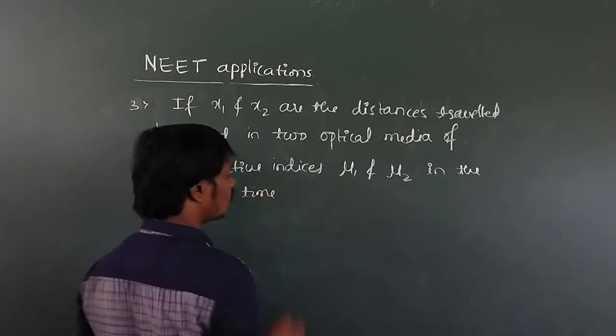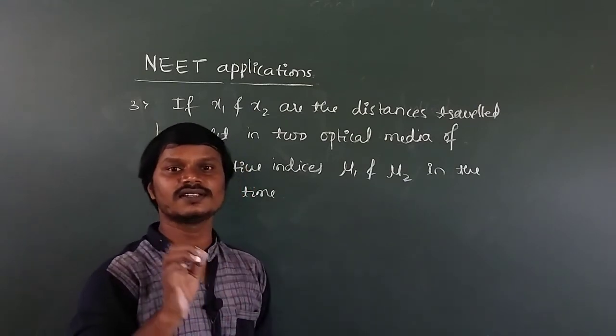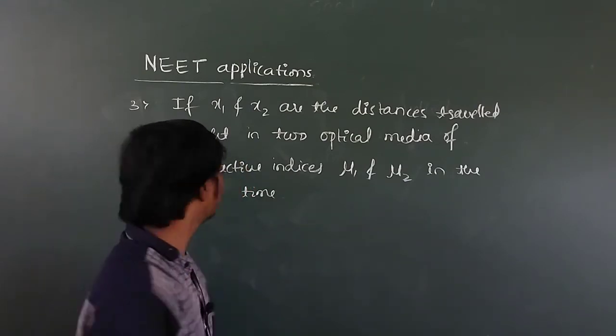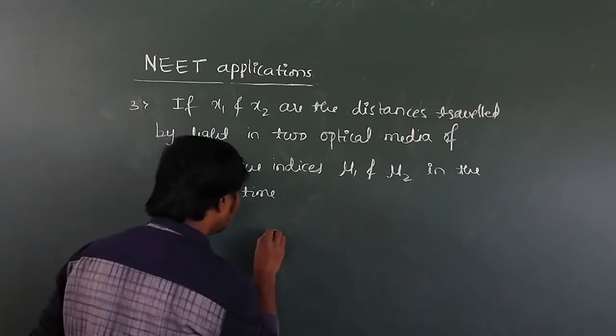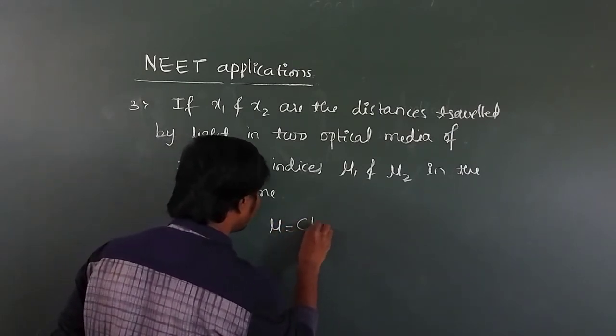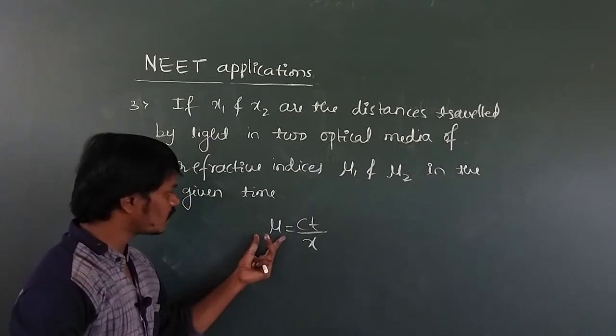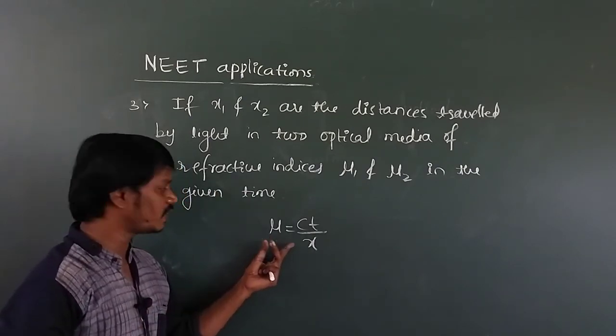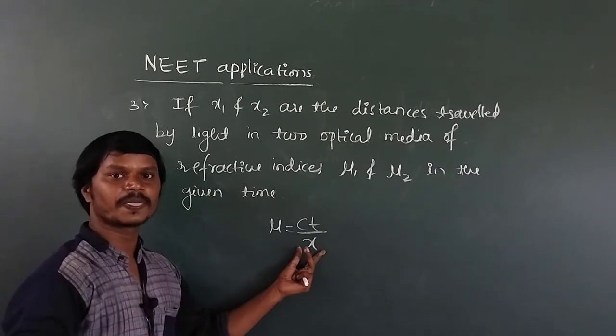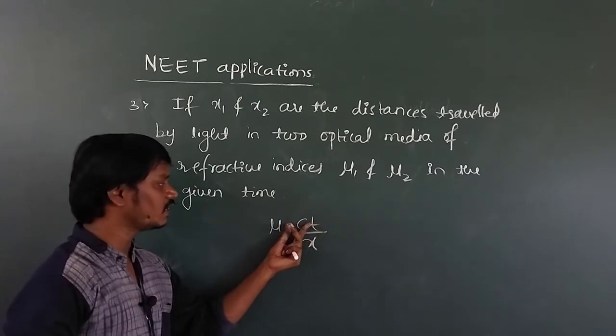So already we know the relation between refractive index, distance traveled and time taken. So that is the second application: mu is equal to c into t divided by x. Here the refractive indices are different and the distances traveled are different, but the time taken is the same.